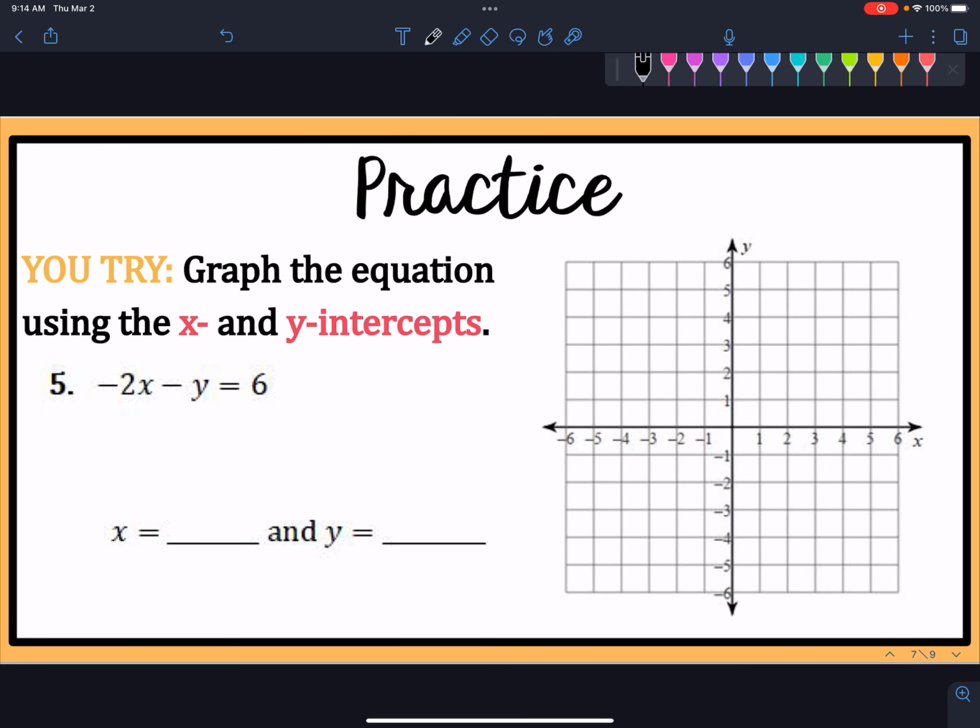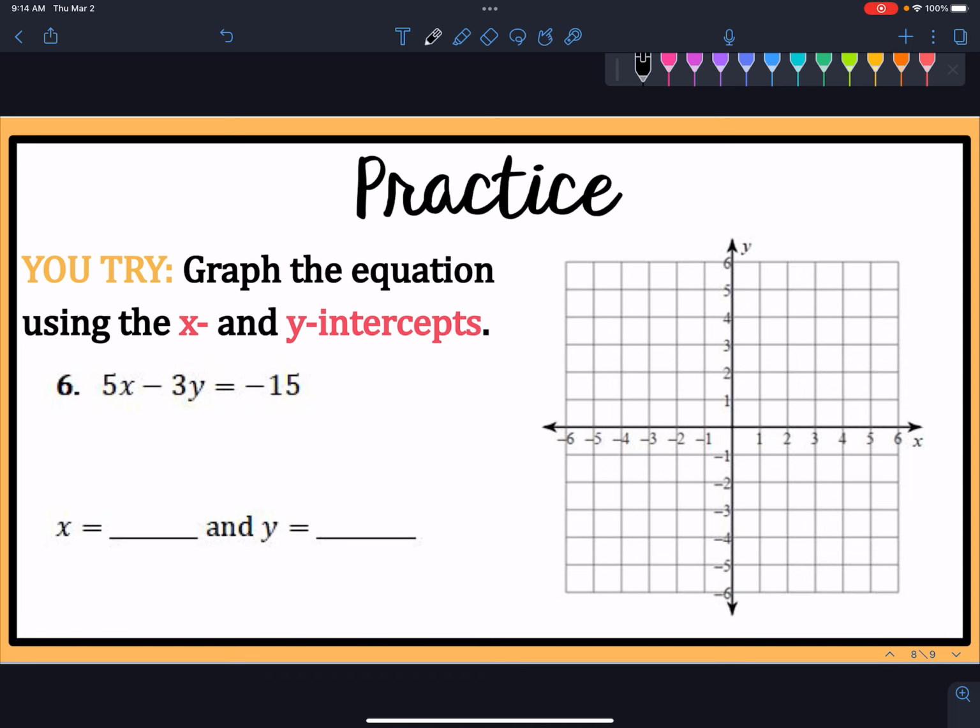Check your answer for number 5. Okay, x is going to equal negative 3. Y is going to equal negative 6. And here is our graph. Again, I need to see all of the work shown out for you solving for the x and y intercepts. You should not be skipping any steps.